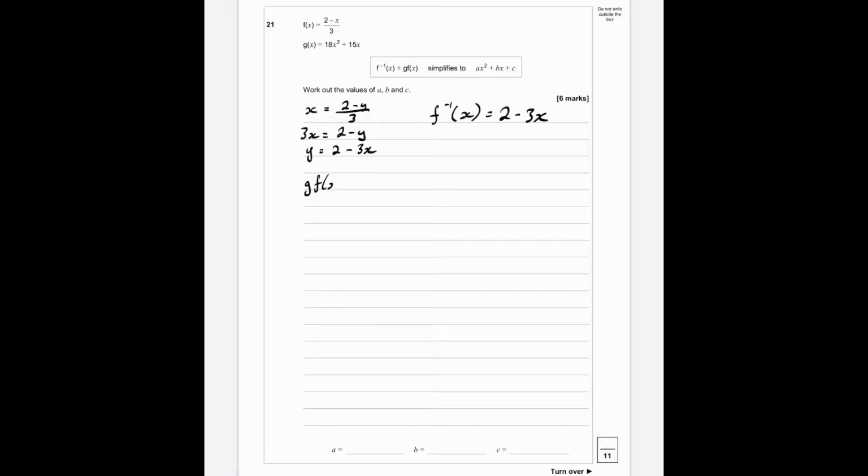Okay, g of f of x. I'm going to embed f of x into g of x, which means rewriting g of x with (2 minus x) over 3 wherever there's an x before. So it'd be 18 lots of (2 minus x over 3) all squared, plus 15 lots of (2 minus x over 3). I'm going to square the (2 minus x) over 3. We can square the numerator and the denominator one at a time. Squaring 2 minus x, double bracket expansion, 4 minus 4x plus x squared. Squaring 3 gives us 9.